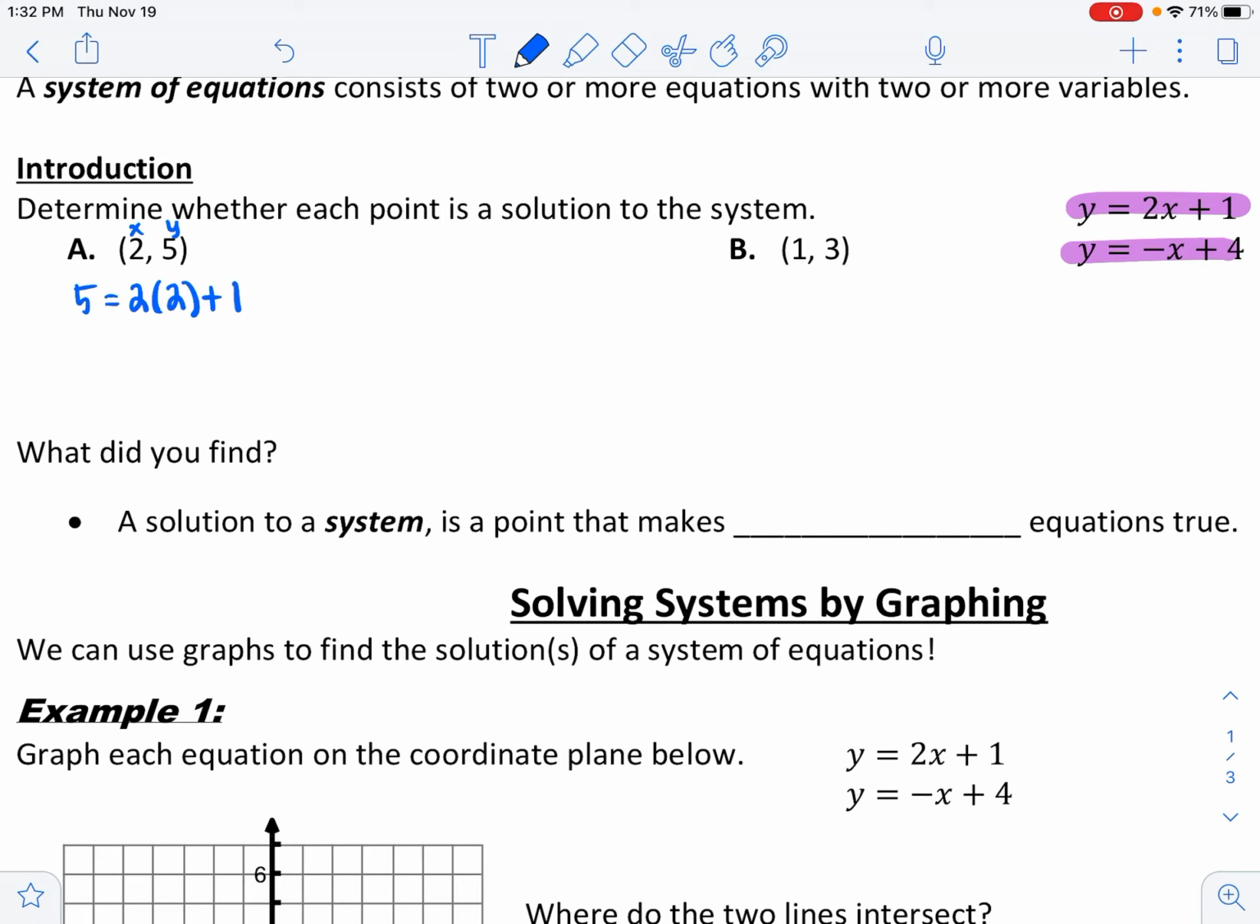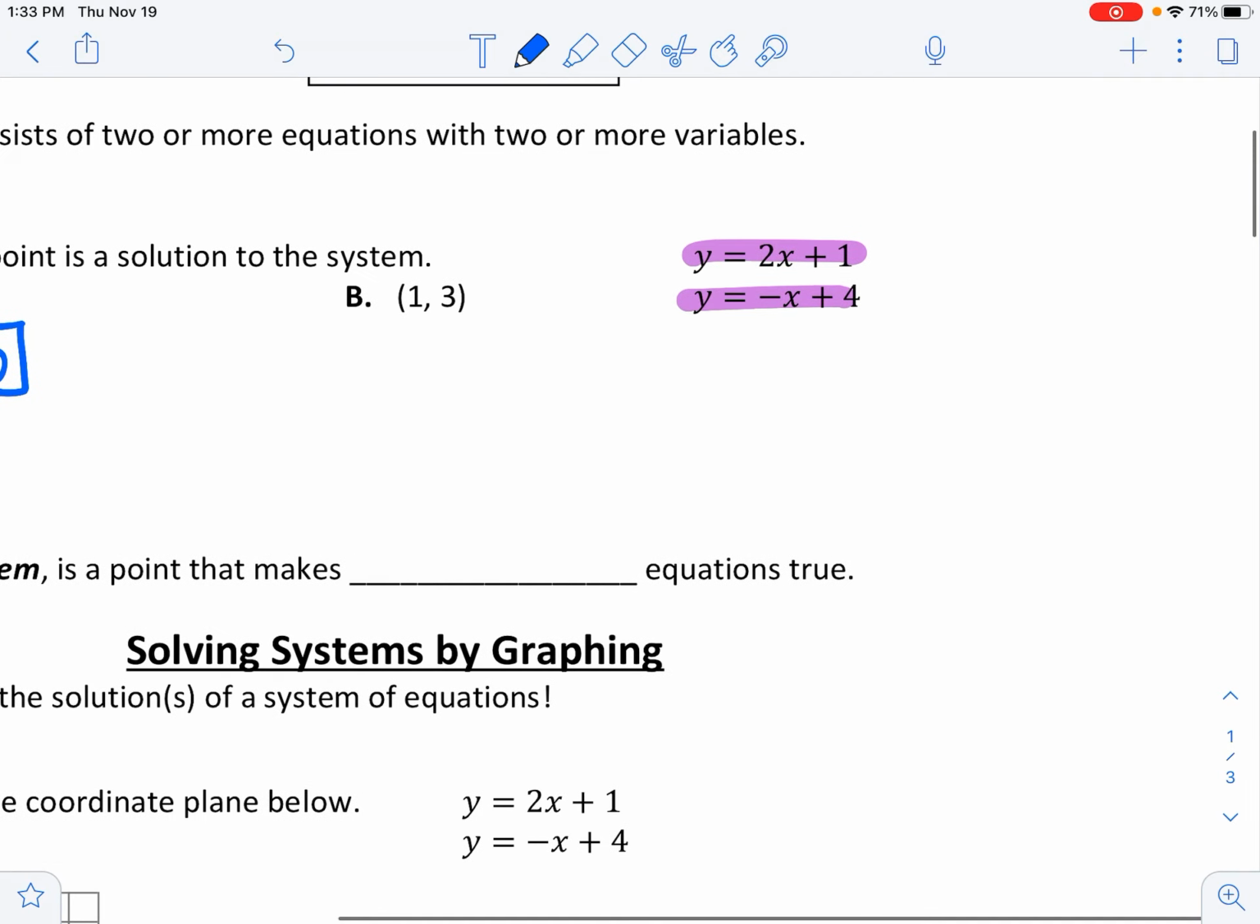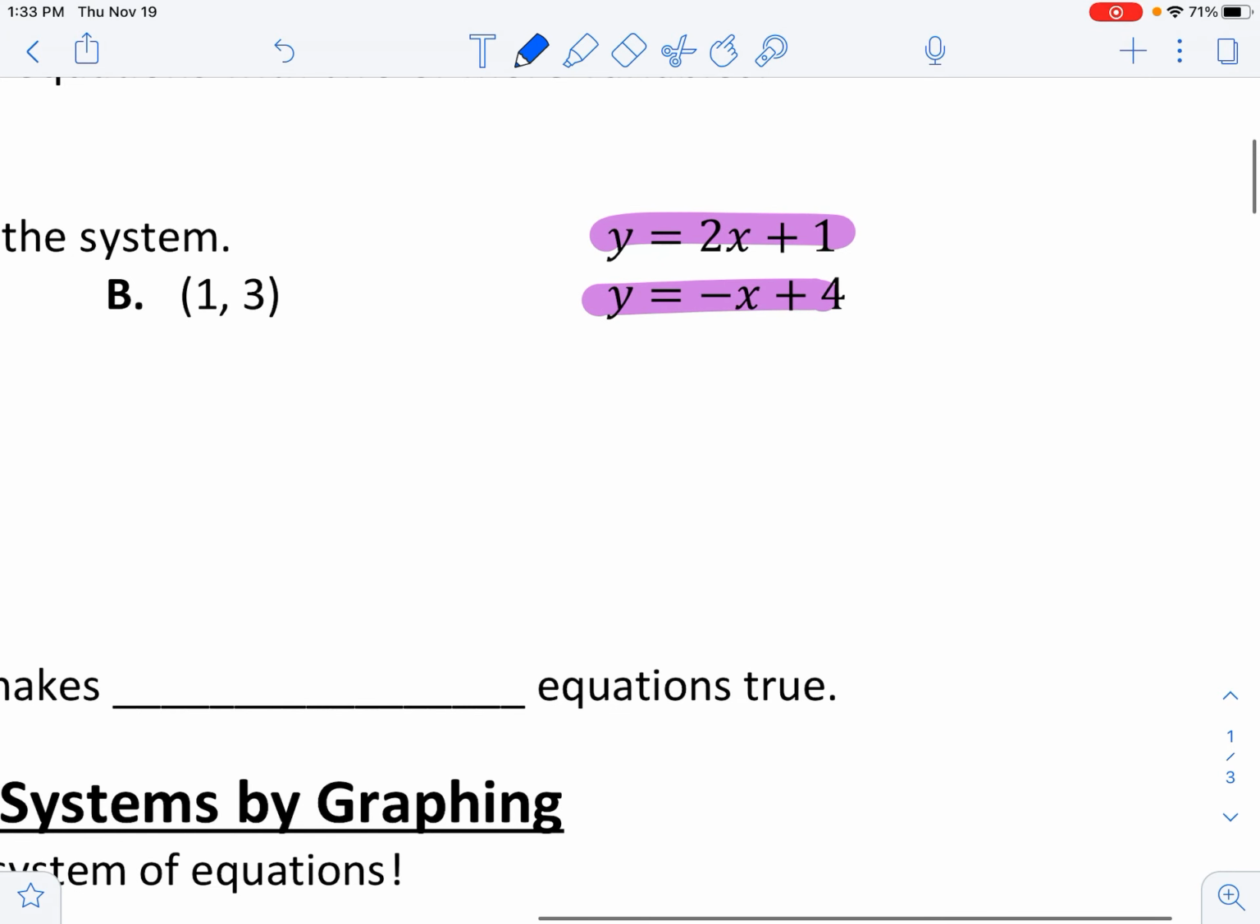So I'm going to plug in x and y. I have 5 equals 2 times 2 plus 1. So is 5 equal to that? Yes, that's 5 equals 5. So far, so good. Now I'm going to plug it into the second equation. I have 5 equals negative, and then the x value, which is 2, plus 4. So is 5 equal to negative 2 plus 4? No, it's not. So no, this is not a solution to the system.